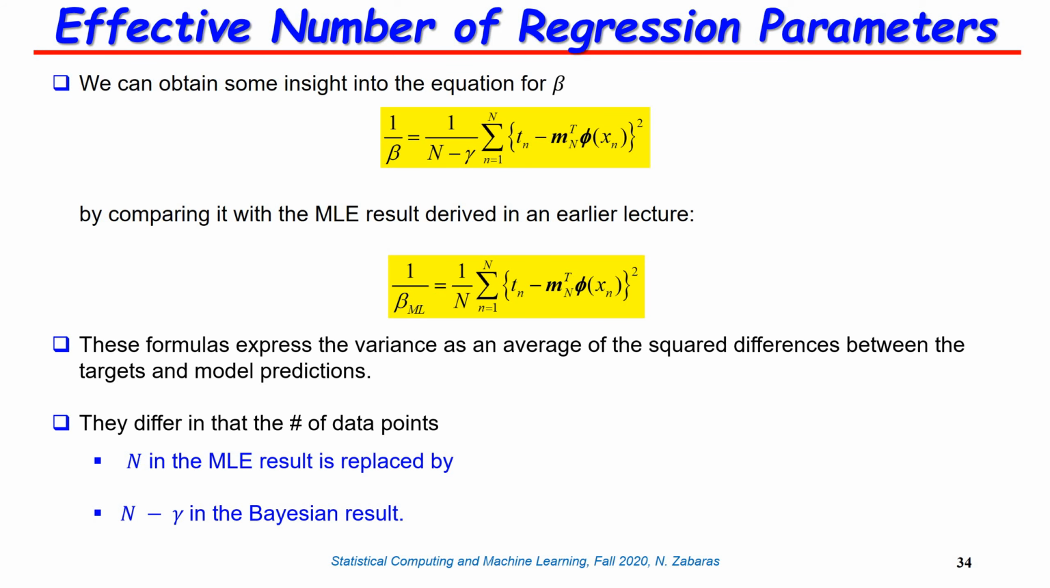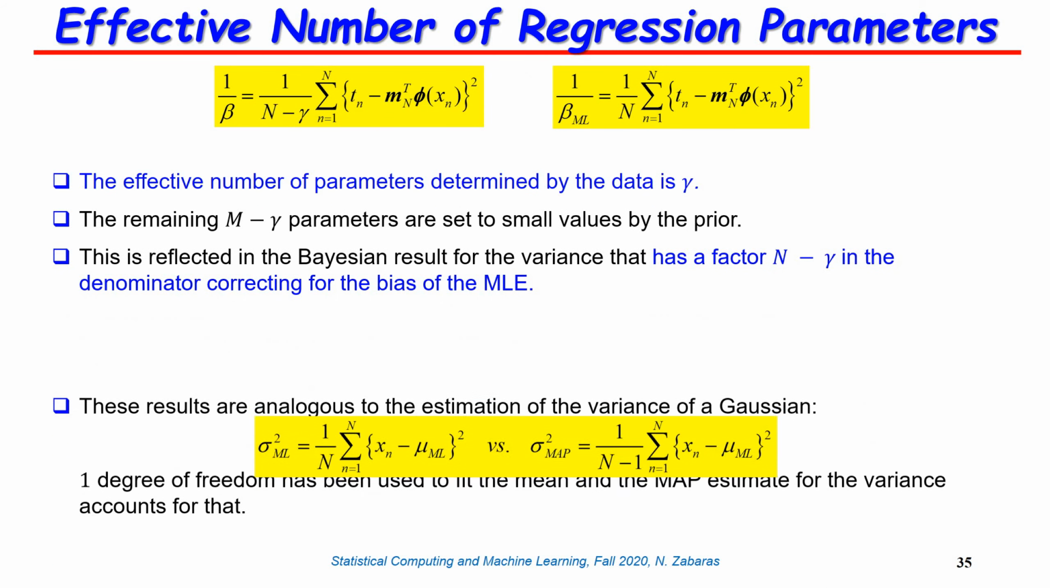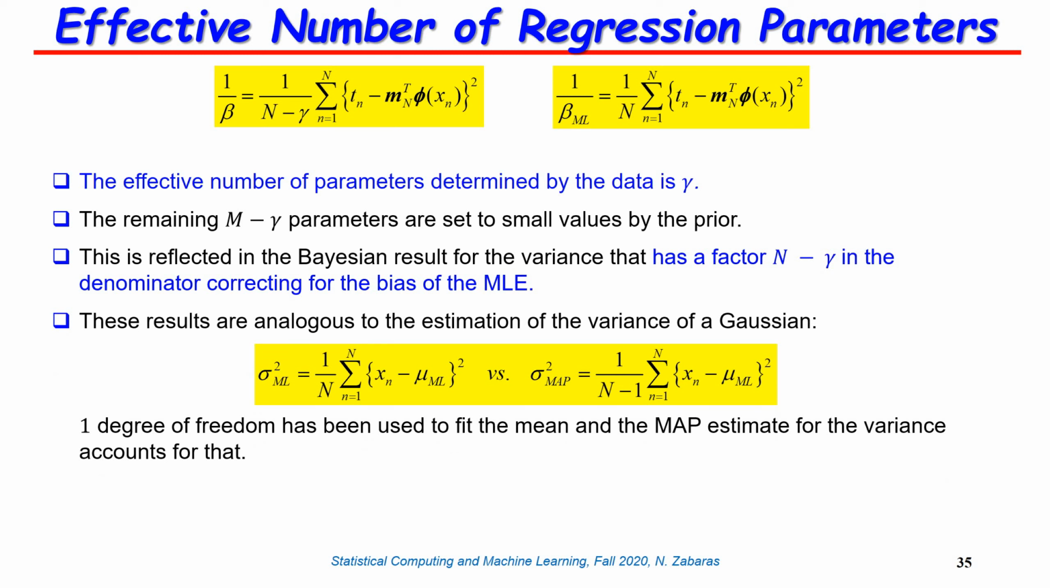And this is what is being discussed on this slide, in relation to the MLE estimates that we have seen many lectures ago. So the model has m parameters, that's what we started with. But the effective number of parameters identified by the Bayesian method is equal to gamma. So the other remaining parameters, m minus gamma, are going to be set to 0 or something very small, near 0, by the prior model.